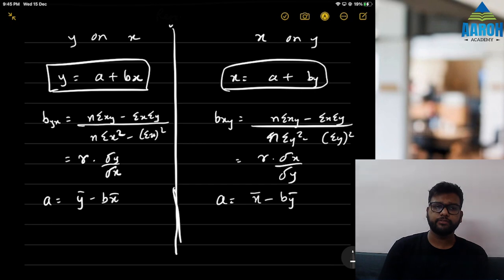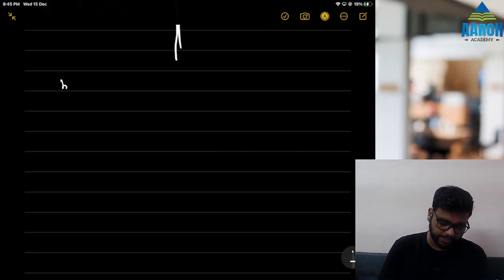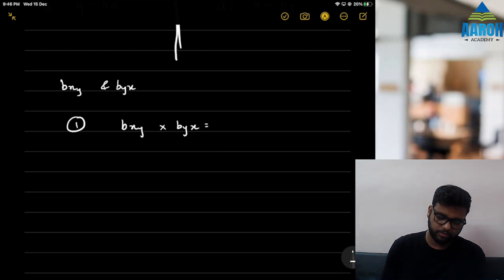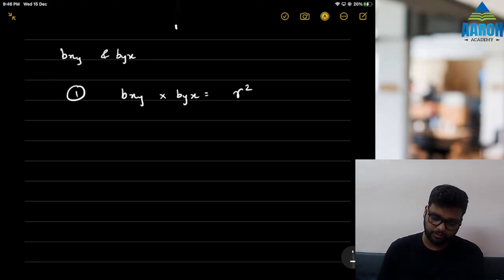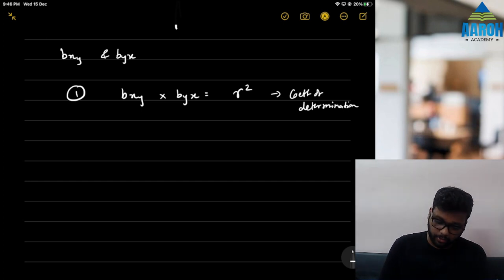Again, properties of regression coefficients are very important. Let's see some properties of bxy and byx. Can anyone tell me bxy into byx is equal to what? R square. Fine. R square is also called as coefficient of determination. Correct. And on a side note, 1 minus r square is called as coefficient of non-determination. Correct, coefficient of non-determination.